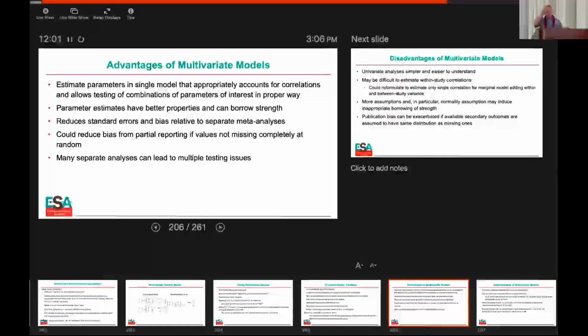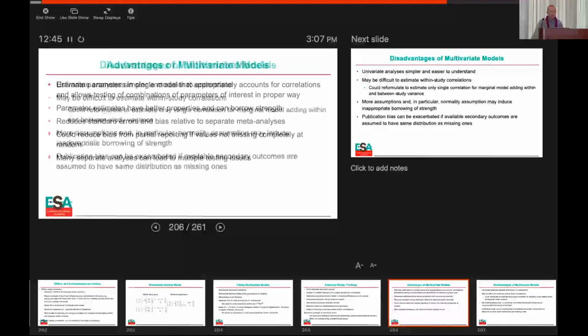So what are some of the advantages here? The multivariate models allow you to estimate the parameters in a single model, appropriately accounting for correlations and testing for combinations of parameters. And the parameter estimates have better properties and can borrow strength, but this is all dependent on the multivariate model being the correct model. Of course, if it's not a bivariate normal model, or you've got the wrong covariance structure, then you're not going to get better results. It reduces standard errors and bias a little bit relative to separate meta-analyses, it avoids the multiple testing issue, and it can reduce the problems with partial reporting because you're able to do these imputations.